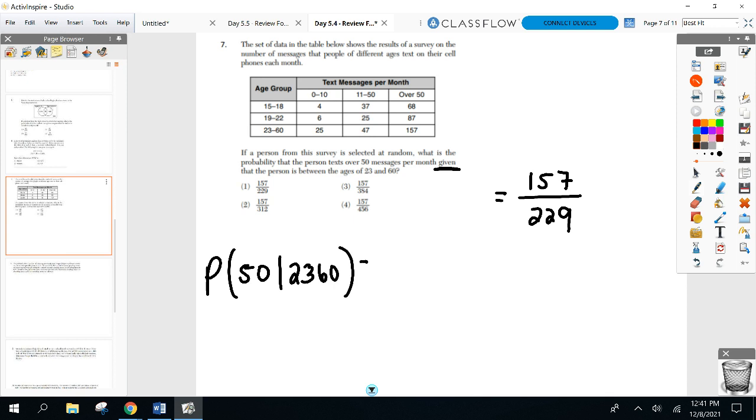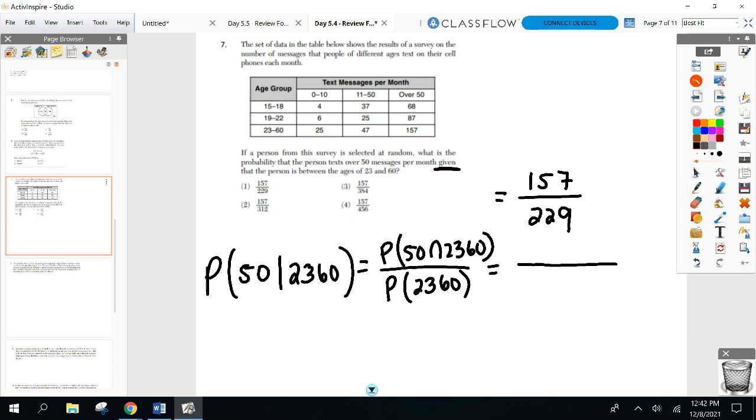All right. Now, Sarah, here's my question. Do you want me to use the actual fractions in here? Okay, so on top, I'm going to say, what's the probability of over 50 and 23 to 60, over the probability of 23 to 60. I'm just using the formula. Instead of A and B, I'm using these age and text messages numbers. Good, Sarah? Okay, here we go. So using my table, what's the probability I get someone who texts over 50 times and is between 23 and 60?